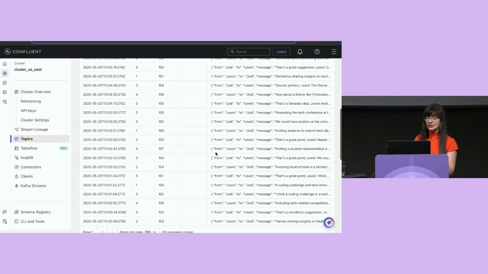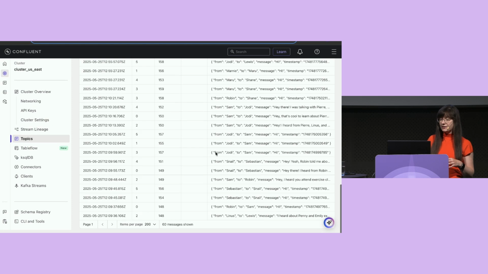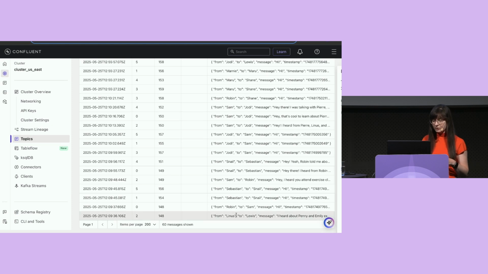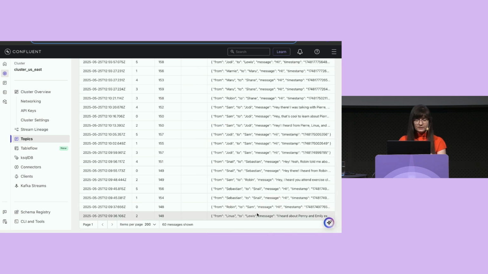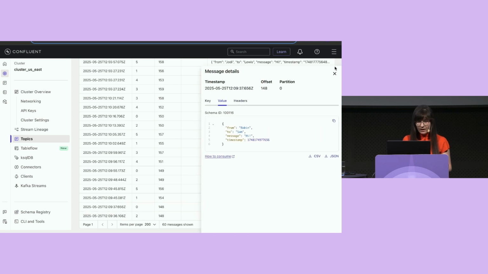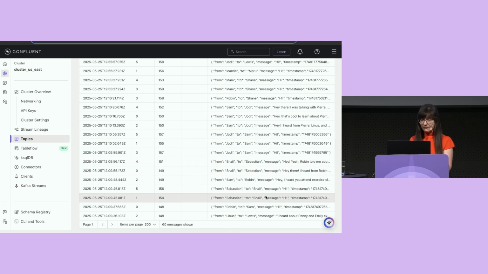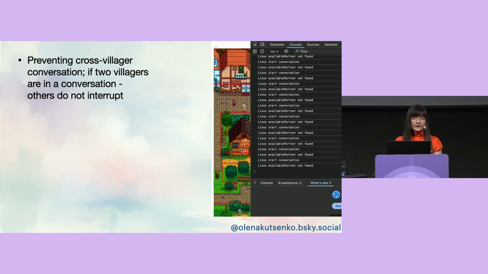And then here's the topic with the data from the conversation. For example, here Linus tells Louis that he heard about Penny and Emily expressing sympathy about something. That data I have. So now I wanted to improve a bit.